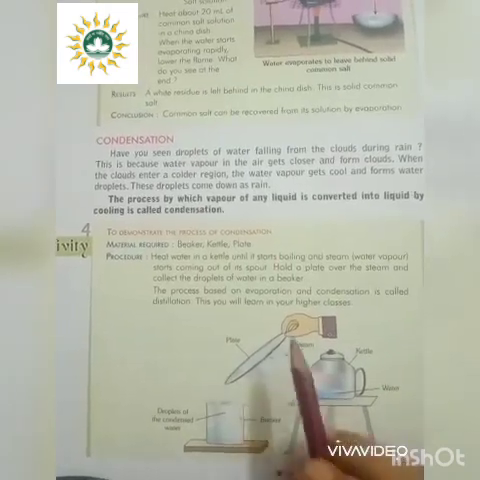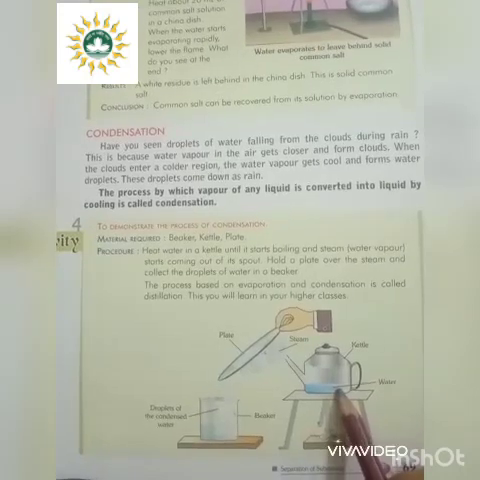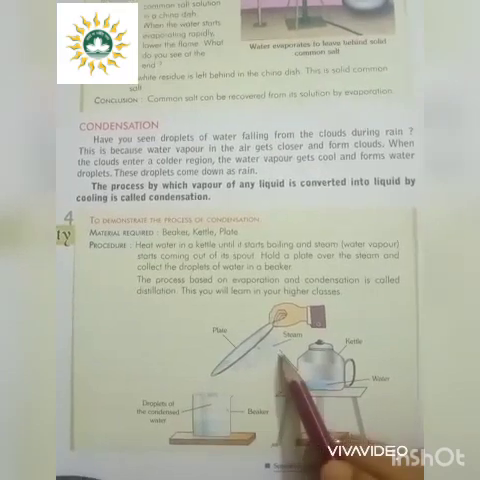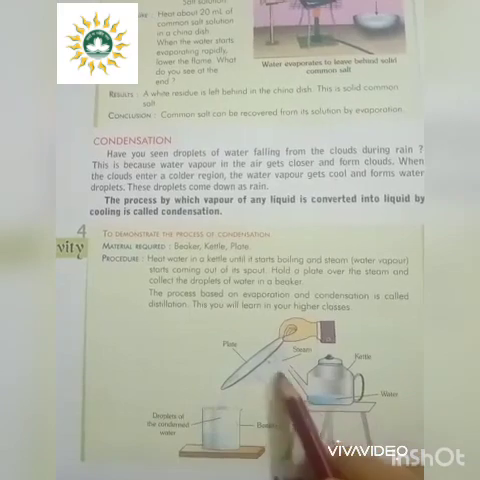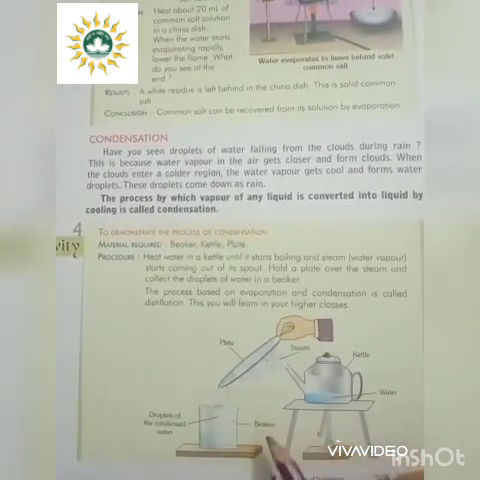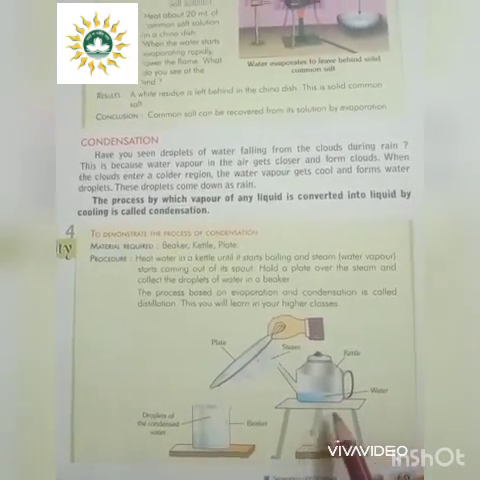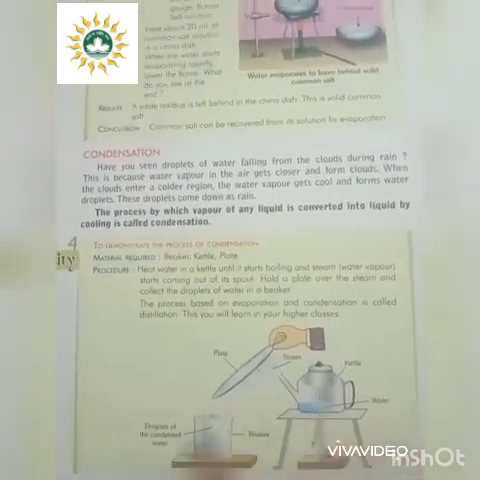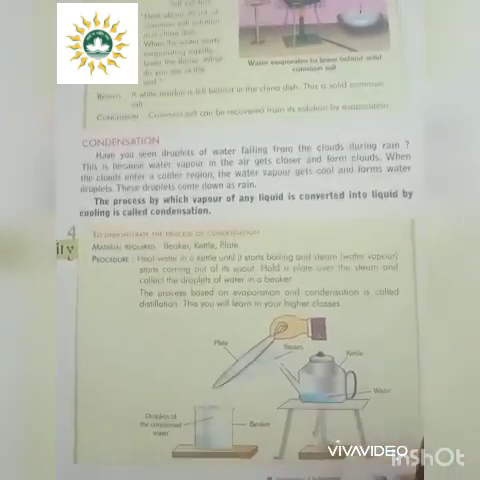The procedure is, we will heat water in a kettle until it starts boiling, and steam, that is water vapor, starts coming out of its spout. Now we will hold a plate over the steam and collect the droplets of water in a beaker. From here the water will be collected into the beaker. This process, based on evaporation and condensation, is called distillation. We are studying it in parts, evaporation and condensation, but in higher classes we will learn it as the distillation process.